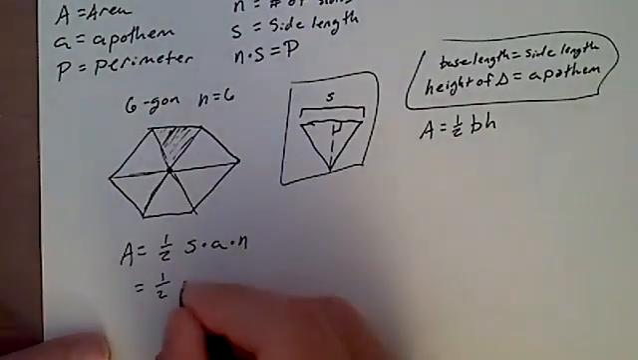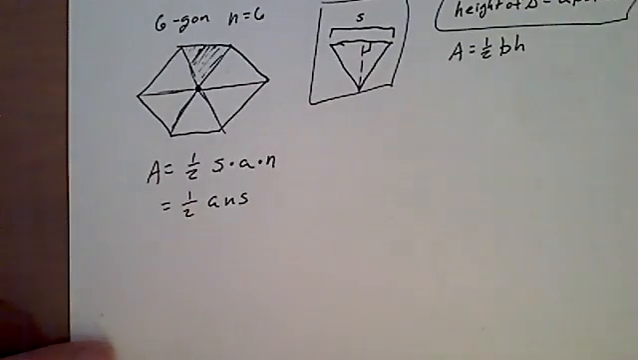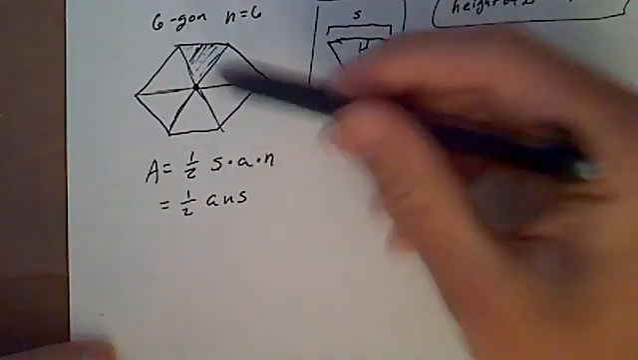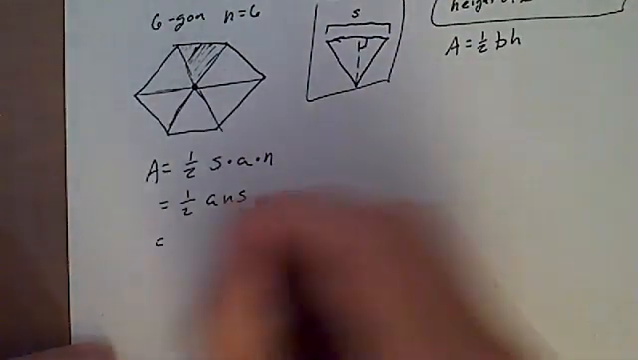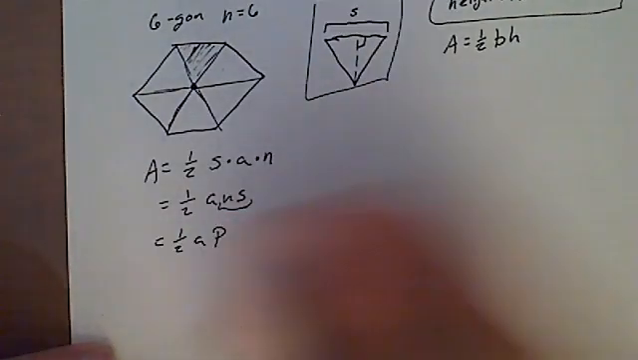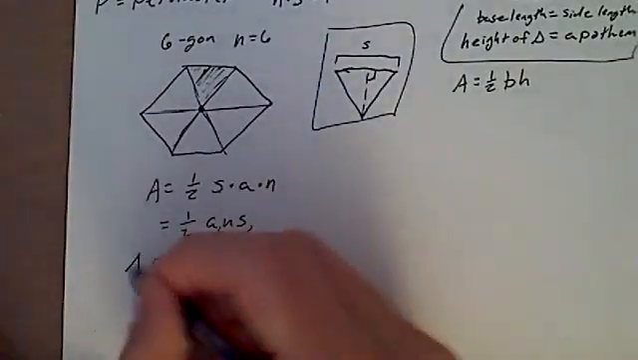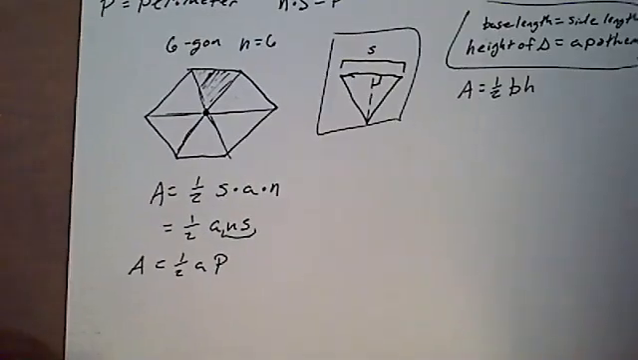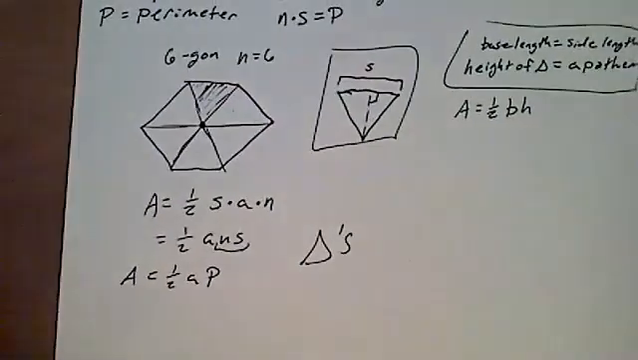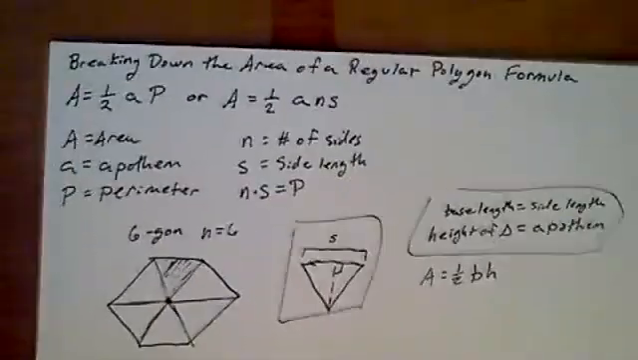And lucky for us, multiplication is commutative. Multiplication of numbers is commutative. Different day. And again, NS is perimeter. So why is the area of a regular polygon 1/2 the apothem times the perimeter? Because triangles, right? Because of triangles. And that is why this formula works.